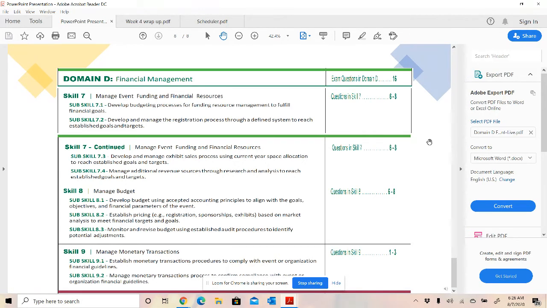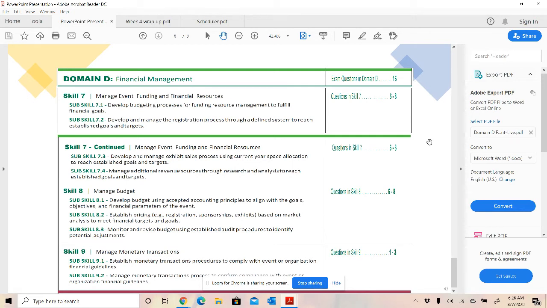So develop budgeting processes for funding resource management to fulfill financial goals. This is really identifying the sponsors and exhibitors and defining the different tiers of sponsors. We didn't really talk about that, but the title sponsors or tiered sponsorships. So know the different sponsor levels because that's going to help determine funding resources.